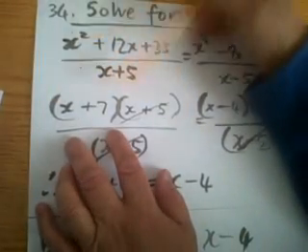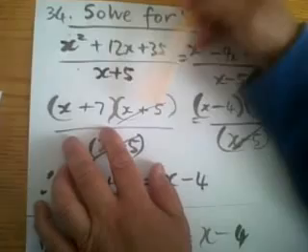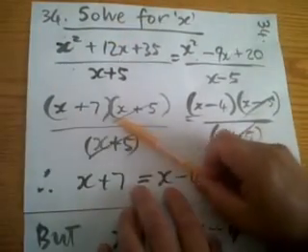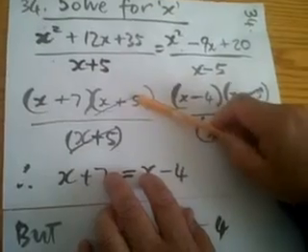Your two brackets: x, and x. 7 times 5 gives you 35. If you add those two, you get 12. Remember that rule? Now you've got two brackets, and one of them is the same as the denominator, so you're going to be able to cancel out.